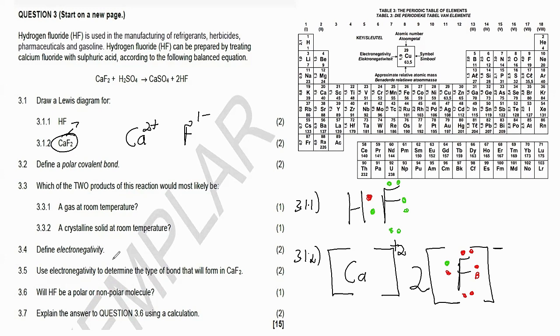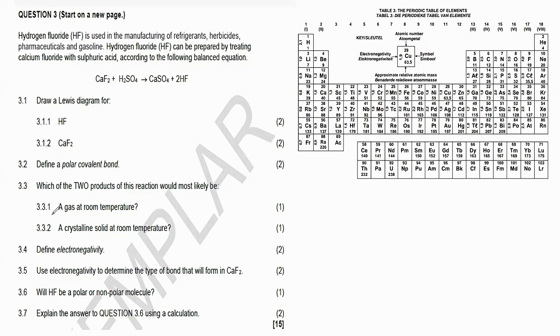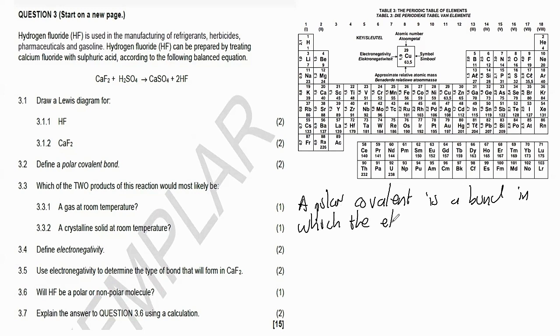Then let's now proceed to 3.2. It says define a polar covalent bond. What is a polar covalent bond? So the definition that you're expected to write is: a polar covalent bond is a bond in which the electron density is shared unequally between the 2 atoms.